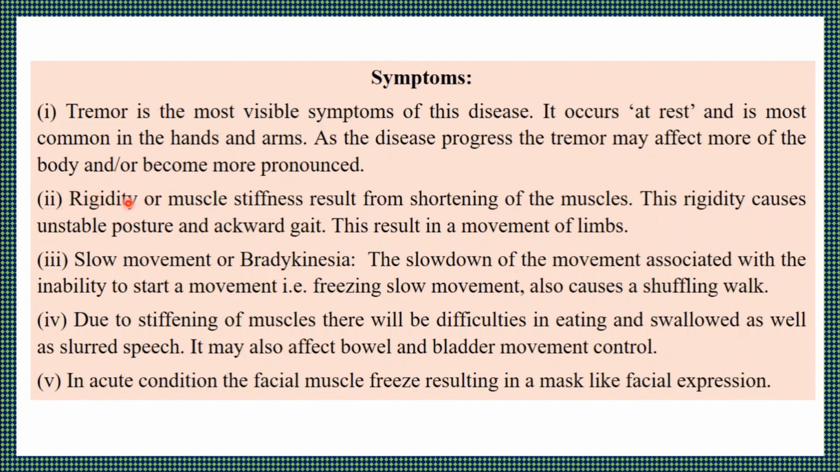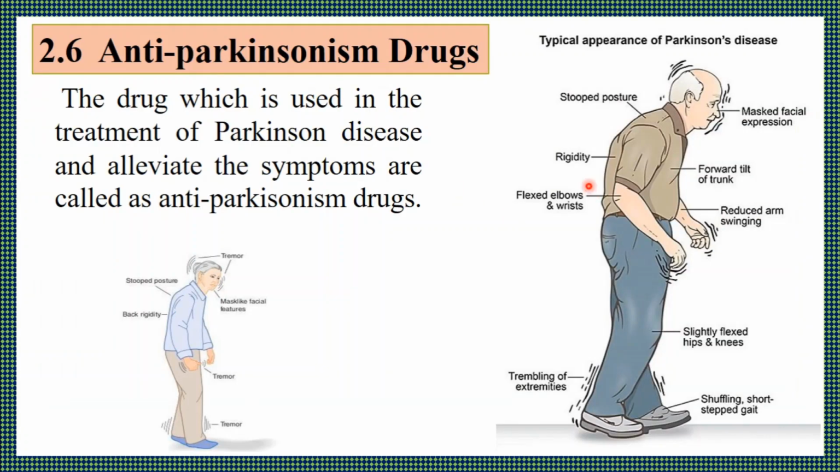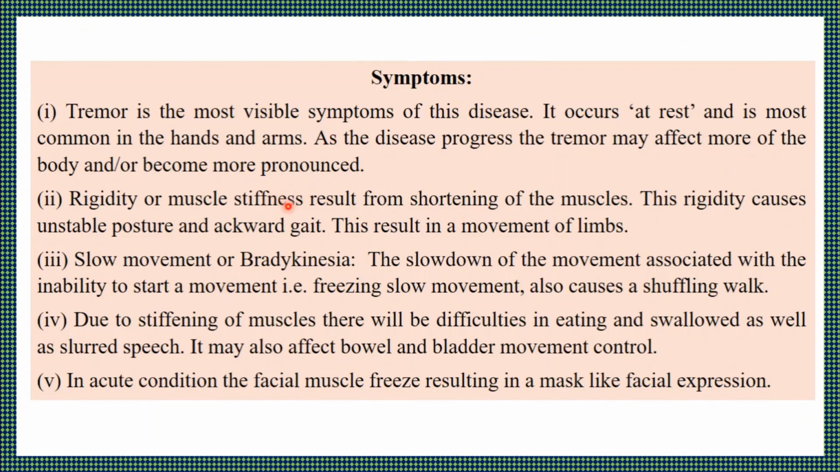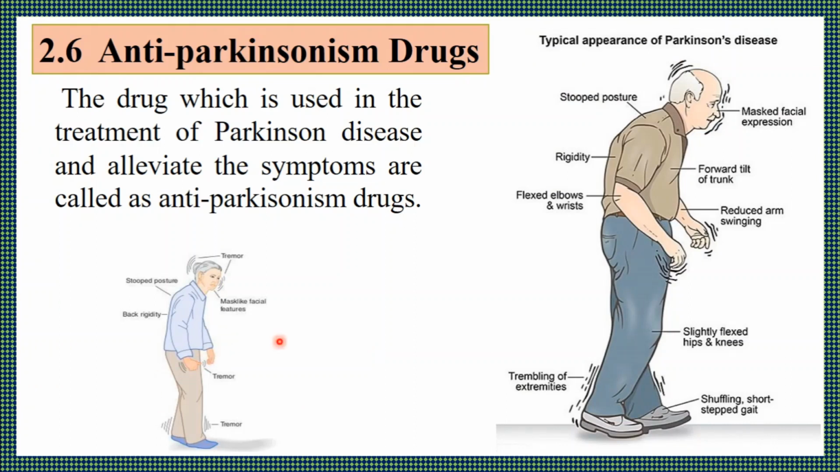Then the second one is rigidity or muscle stiffness, resulting from shortening of the muscle. This rigidity and shortening of muscle causes unstable posture and awkward gait. This results in restricted movement of the limbs.